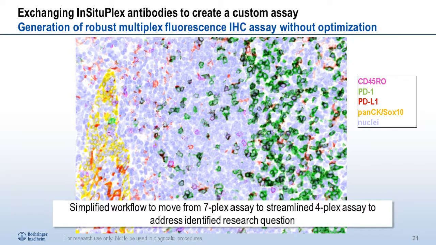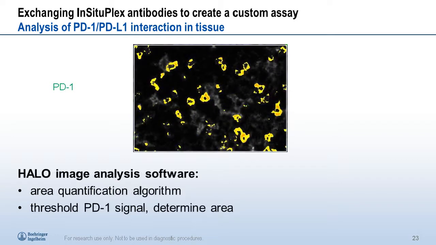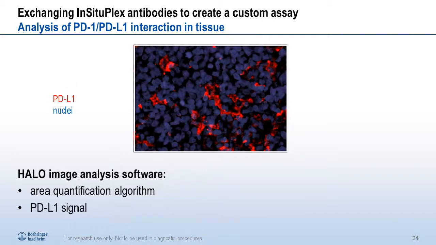We thought it would be interesting to look at the relationship between PD-1 and PD-L1 immunoreactivity, given that they're a nice receptor-ligand pairing. The analysis that we did was using the Halo image analysis software from Indica Labs. Here we're looking at PD-1 in green, and we used the area quantitation algorithm to set a threshold and create a PD-1 mask. We did the same thing for PD-L1, creating a PD-L1 mask.